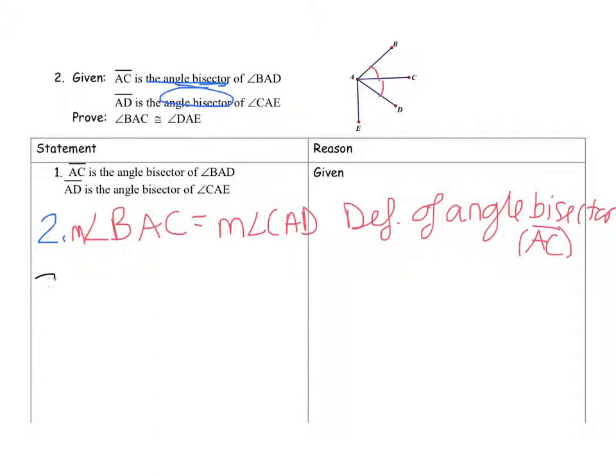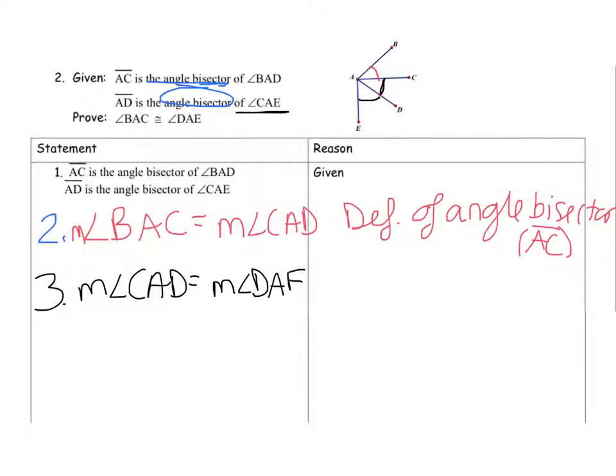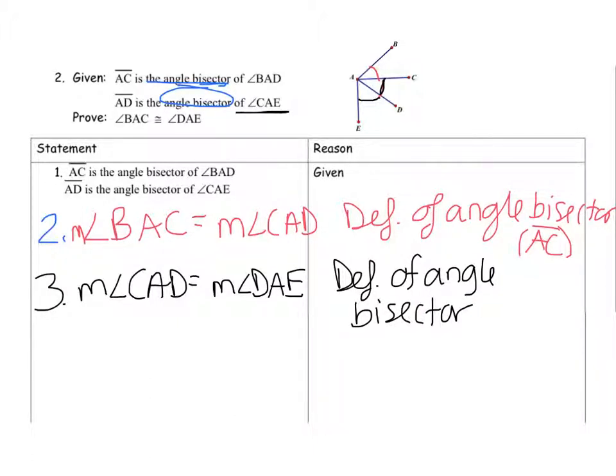The next statement then, in our given, AD is the angle bisector of angle CAE. So if you look at the picture, that's your angle CAE. So that tells you that angle CAD is equal to angle DAE. So the measure of angle CAD equals the measure of angle DAE, and that is by definition of angle bisector. And this was the second given, so the bisector segment AD.